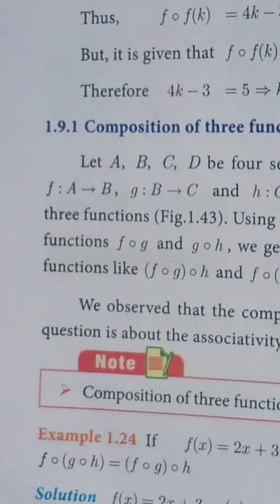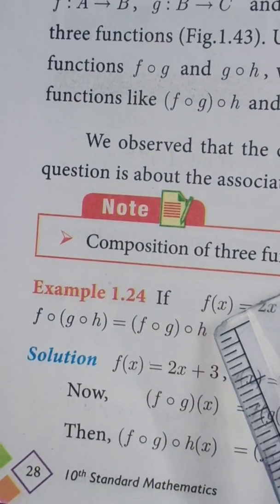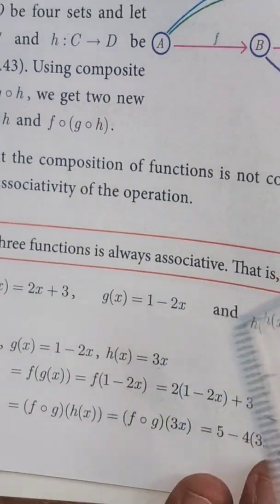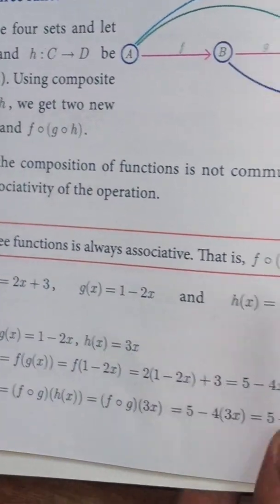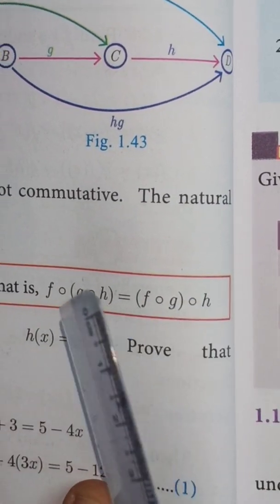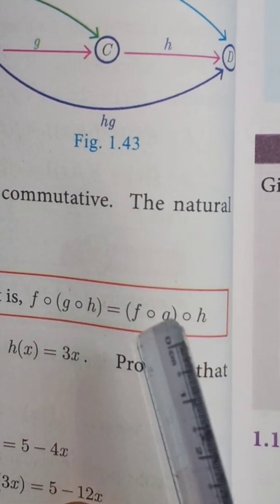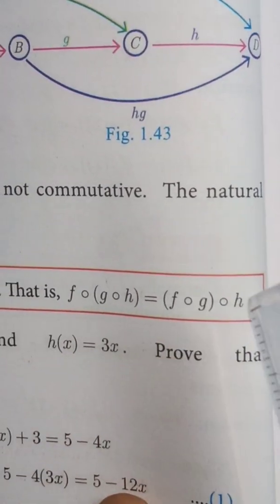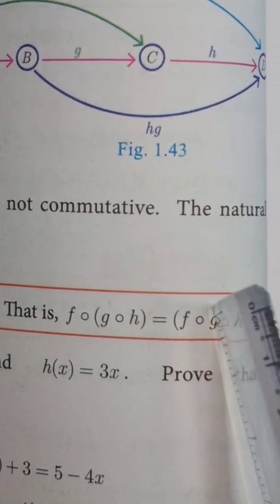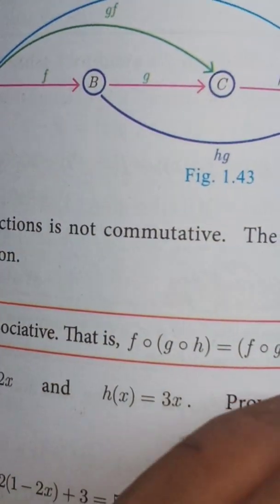Then suppose three functions f, g and h. In that case, composition of three functions is always associative. Look at that, associative: (f dot g) dot h equals f dot (g dot h). So once again, f dot (g dot h), with g and h inside the brackets, and here (f dot g) inside the bracket, they are always equal. So we can say composition of functions is always associative. Okay. Now we can get into the exercise.